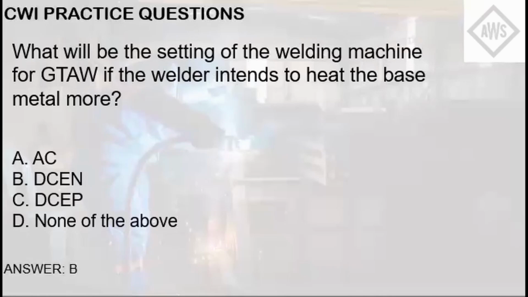So for GTAW, one thing you can remember in the CWI exam is that it is some sort of opposite of the flow of the current from SMAW, which is DCEP if you want to heat the base metal more. So basically, if you want to heat the electrode more, you need to have DCEP for GTAW. So it's kind of opposite philosophies for GTAW and SMAW in terms of the electrical characteristics of the two processes. So something to remember.